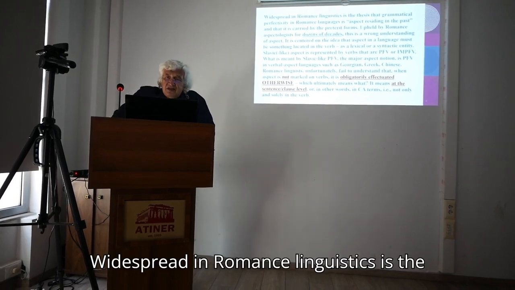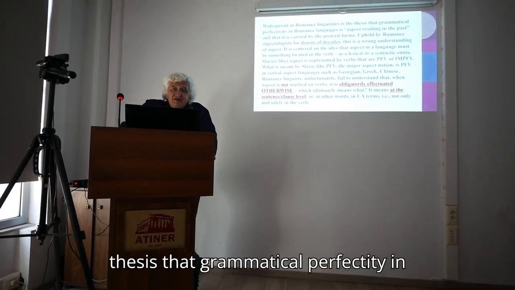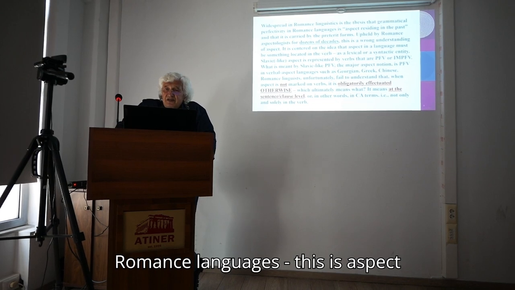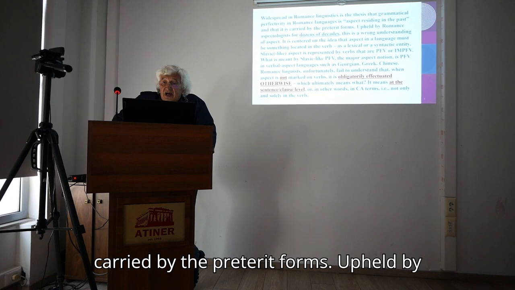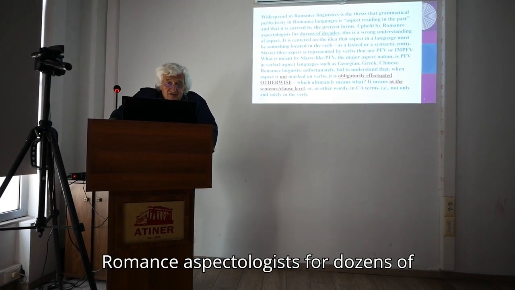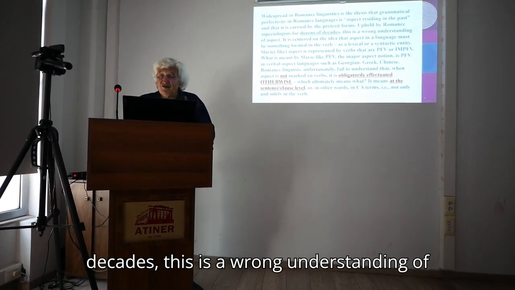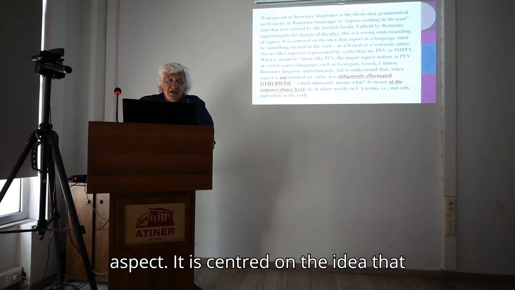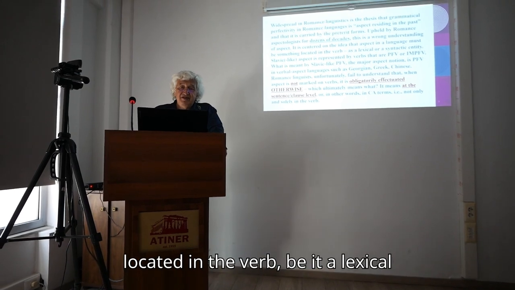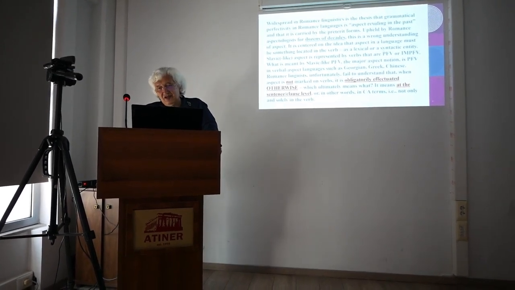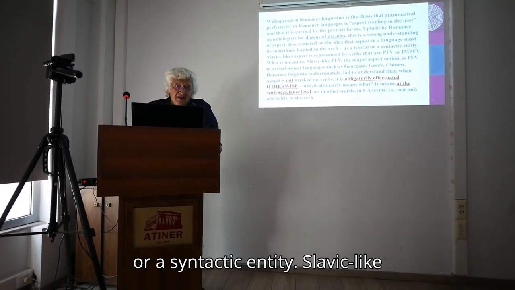Widespread in Romance linguistics is the thesis that grammatical perfectivity in Romance languages is aspect residing in the past and that it is carried by the preterite forms. Upheld by Romance aspectologists for dozens of decades, this is a wrong understanding of aspect. It is centered on the idea that aspect in a language must be something located in the verb, be it a lexical or a syntactic entity.